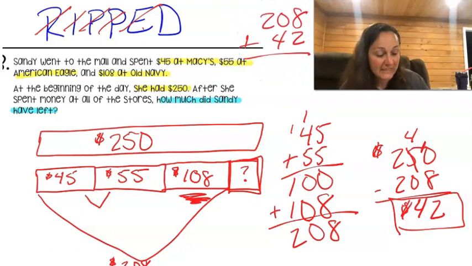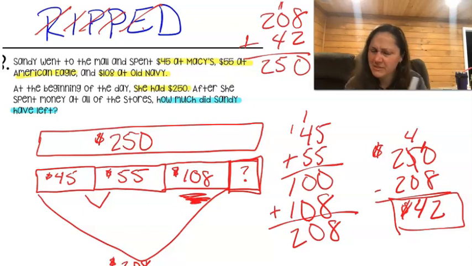8 plus 2 is 10. 10, put down the 0, carry the 1. 4 plus 1 is 5, and 2 plus nothing is 2. So does it match? Yeah, does it make sense? Yes, it does. Good shopping, Sandy. All right, let's move on to our lesson today.